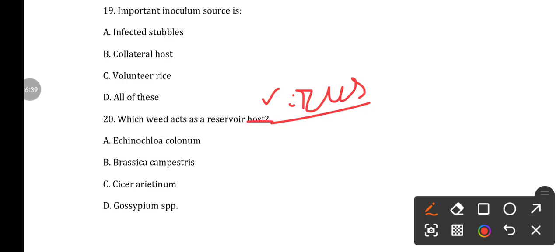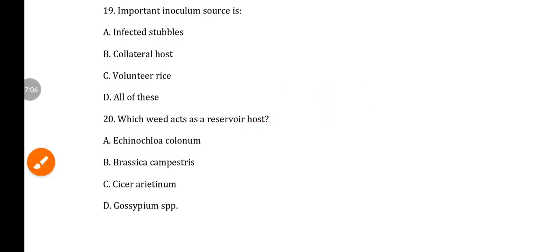As we all know that this is a rice pathogen, and the collateral host will be rice host only, the Poaceae family host. So whichever belong to the Poaceae family, or are associated with the rice field, will act as the collateral or weed host for this virus. So this is the Echinochloa colonum, which acts as weed host for the Rice Tungro virus.